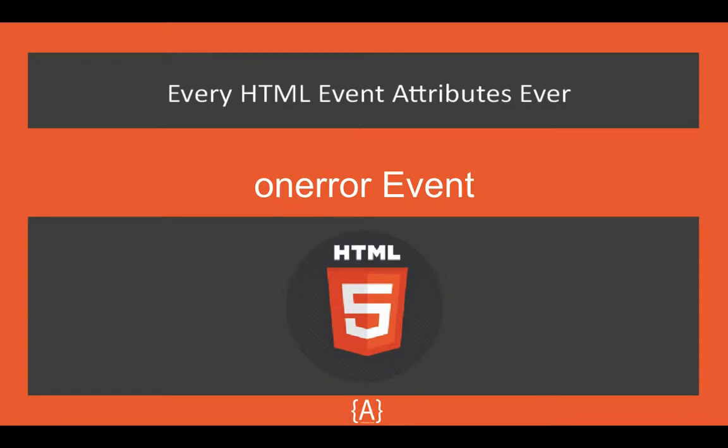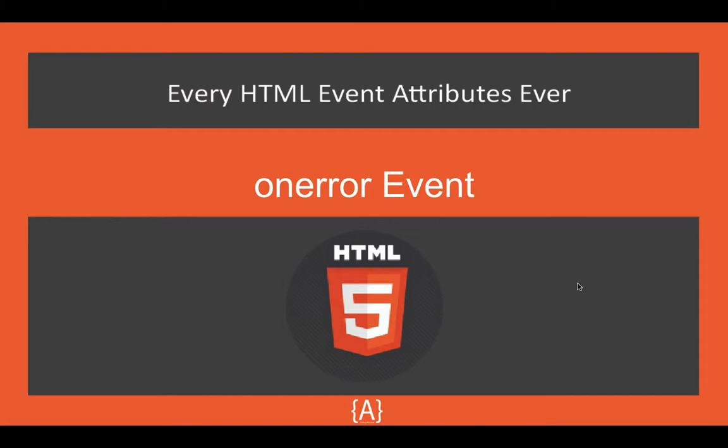Saad here, and in this tutorial I'm going to talk about the onerror method. Have you ever been in a situation where you are loading an image from a CDN or a server, and out of nowhere the image is not found? So how are we going to work with that kind of thing?